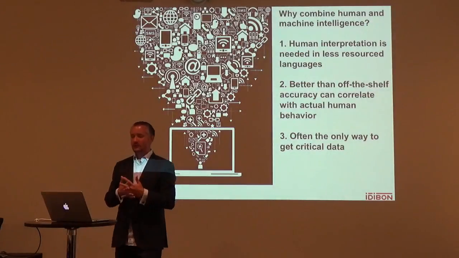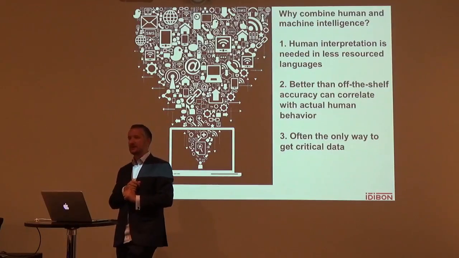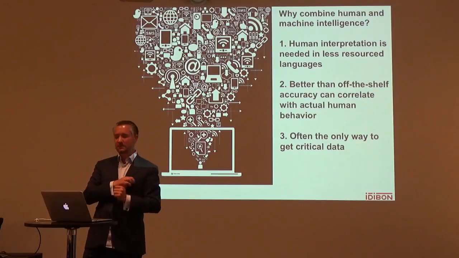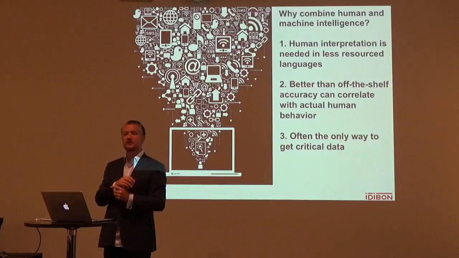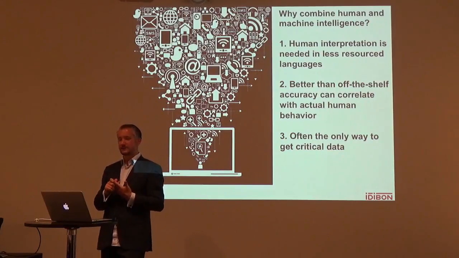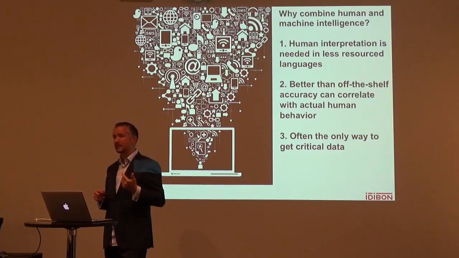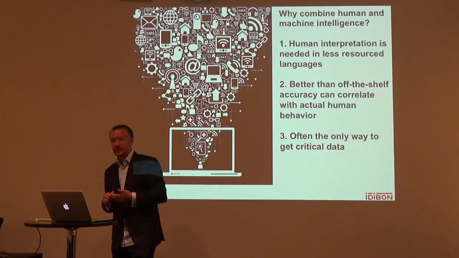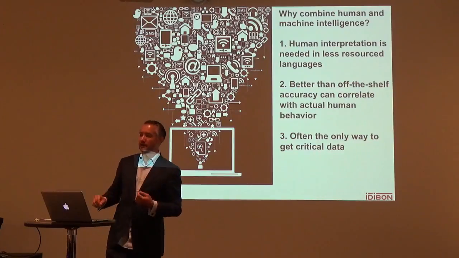So why would you want to combine human and machine intelligence? I'm going to tackle this today from 3 points of view. One is that human interpretation is needed for less resource languages. Another is that you get better than off-the-shelf accuracy to the level that you can correlate with actual human behavior, something you simply don't get from non-adaptive off-the-shelf models. And three, it's often the only way that you can get critical data in a lot of languages and for a lot of use cases.